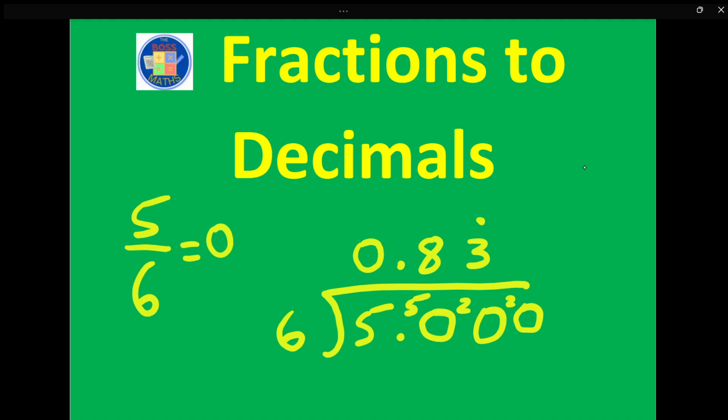So just next to our question, we can have 0.83 with a dot on top of the 3, which means recurring. And that gives us our final answer. That's how you change any fraction into a decimal.